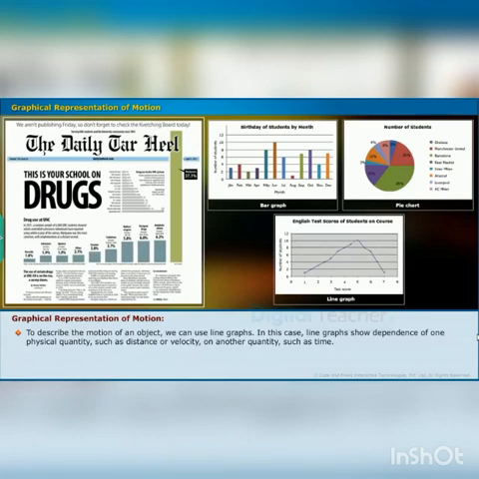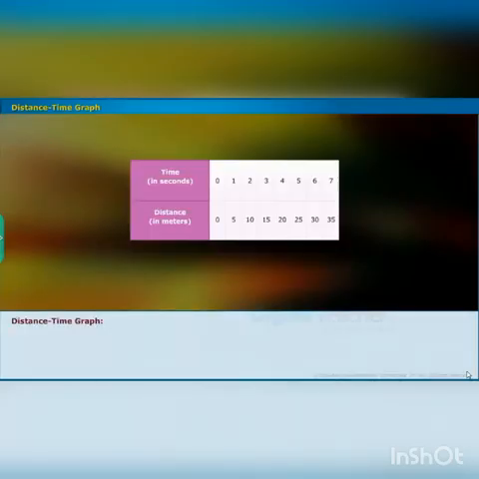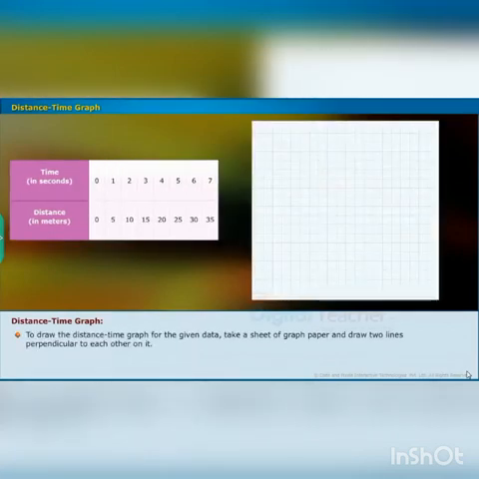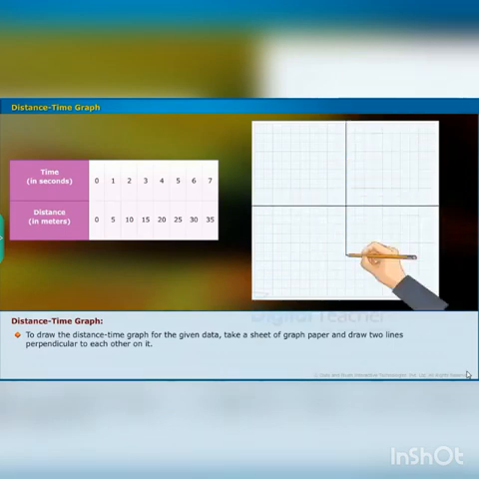In this case, line graphs show dependence of one physical quantity such as distance or velocity on another quantity such as time. Now, we will discuss the distance-time graph. To draw the distance-time graph for the given data, take a sheet of graph paper and draw two lines perpendicular to each other on it.